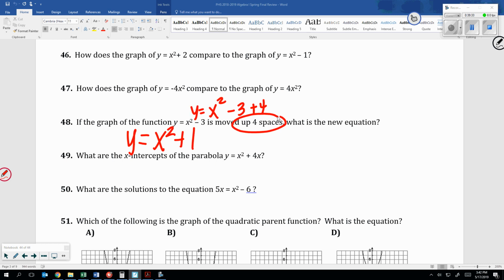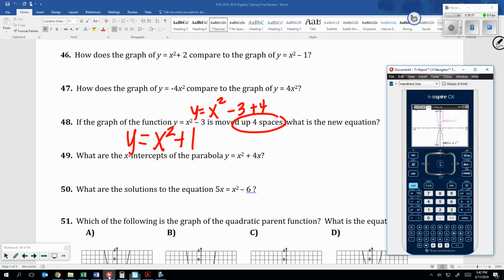Okay. What are the x-intercepts of the parabola? So with this, I can decide I want to graph it. I can decide I want to go and do menu 331. If I graph it, I open up a new graph and graph x squared plus 4x. Okay, from there I can go and find my x-intercepts.